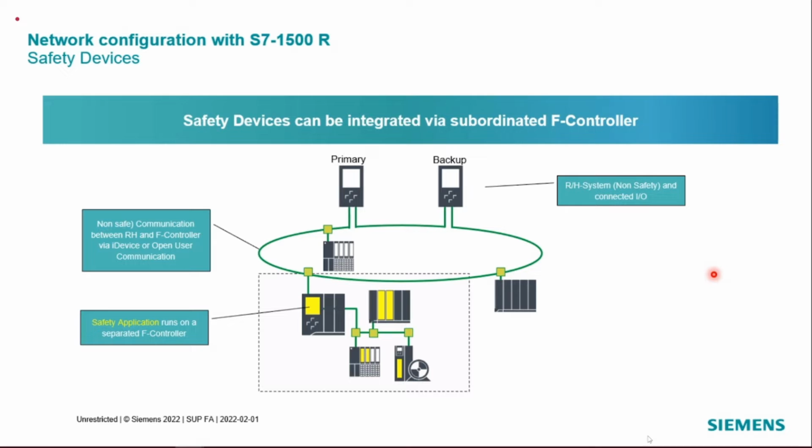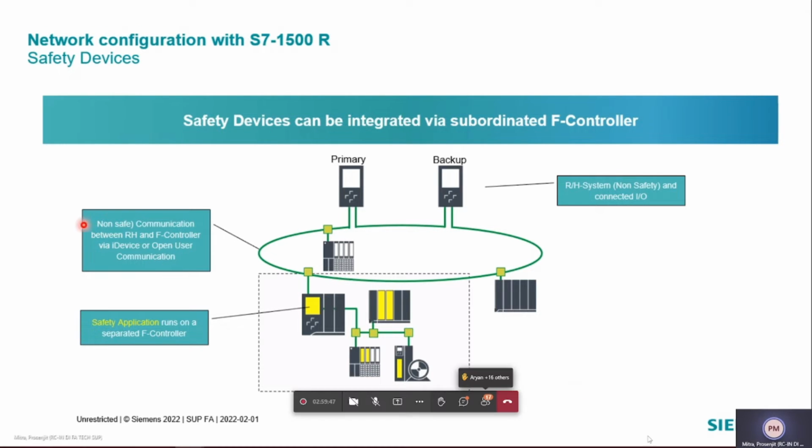That separate CPU can be in the ring, and the safety program can be written in the safety PLC with the safety IOs and controls, and the non-safe communication of the F controllers can be done via I-device or open user communication. Here, no safety program will be written. All the safety program will be written in this part. So this is another option.